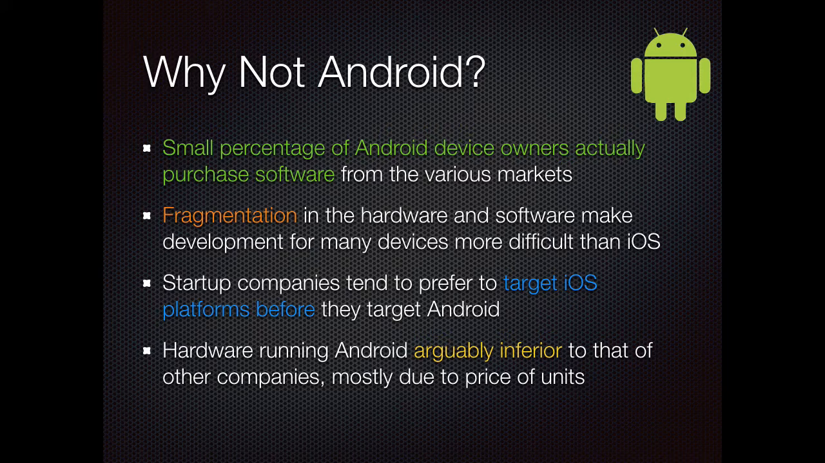This one is becoming less true and also becoming more true at the same time. Hardware running Android is arguably inferior to that of other companies, particularly due to the price of units. So, have you ever walked into Walmart, walked down the tablet aisle, what do you find? Right at the end of the aisle, some kind of budget Acer or RCA tablet, and what does it cost you? Less, man, $59.99. You can get an Android tablet for like the price that you would pay as you're walking up to buy your gum.